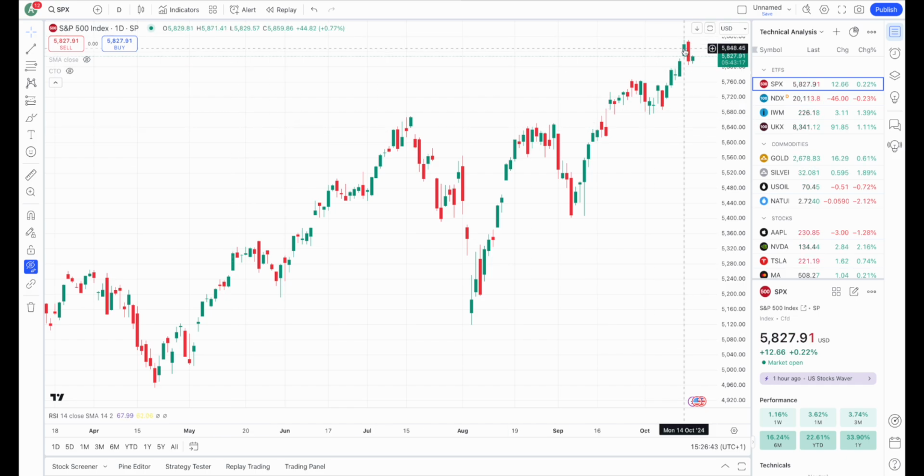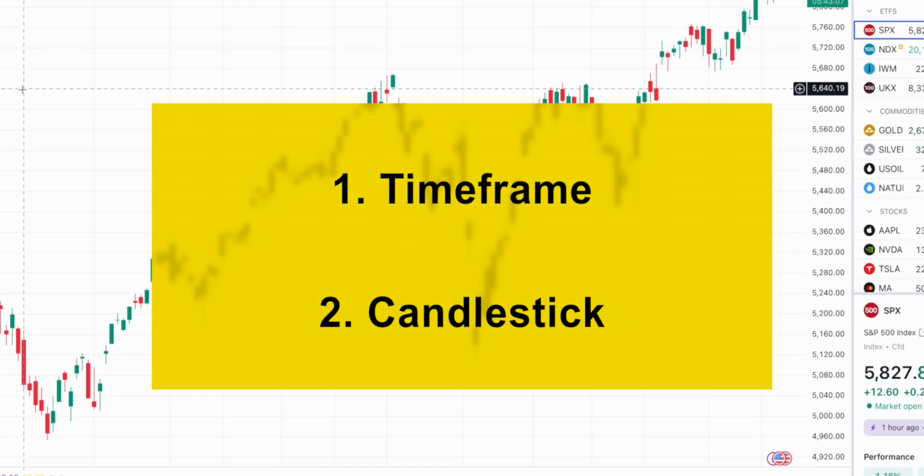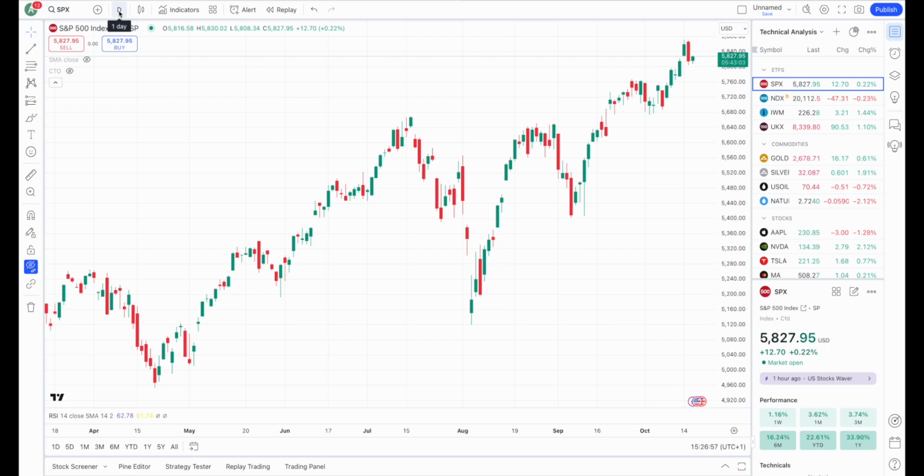As you can see, there are lots of candles, red and green. And there's also something over here that says 1 day. So in order to get started, you need to know two things. First of all, you need to know what is meant by time frame. So time frame is over here. It says 1 day here. What that means is one candle is equivalent to 1 day. That's yesterday, that's the day before. But the point is, each candle represents 1 day.